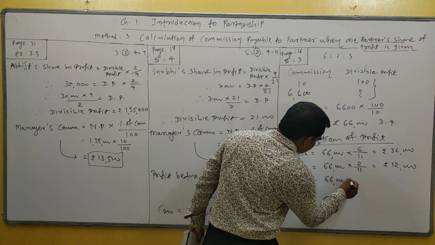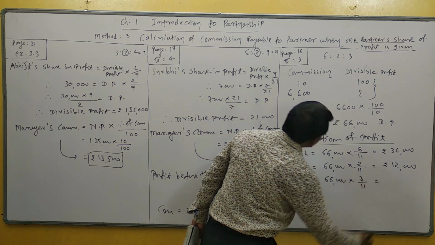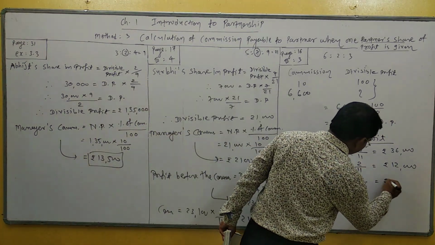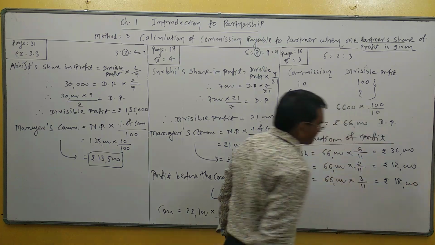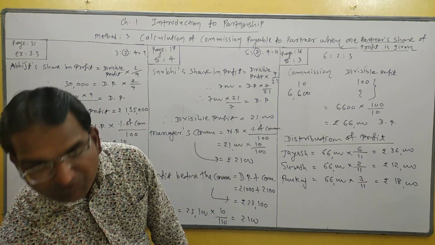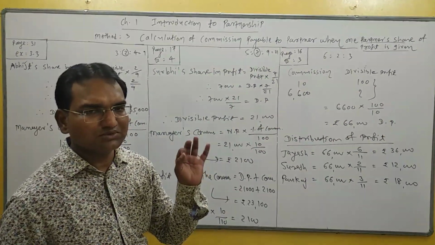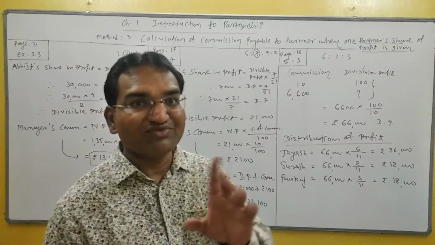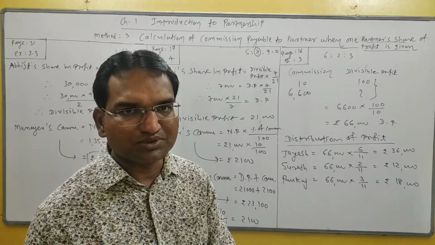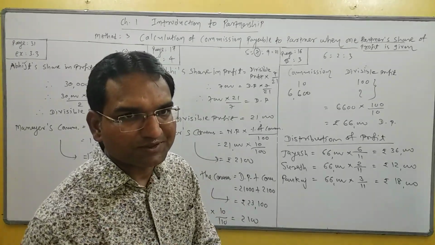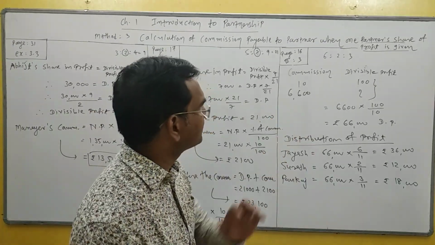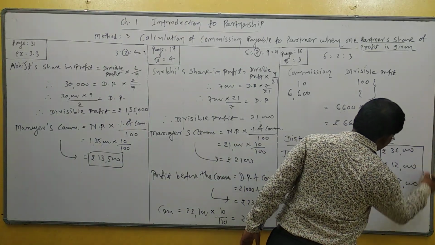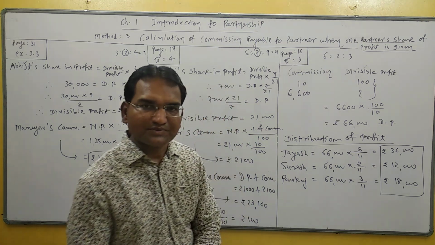66,000 into 3 by 11. So 18,000. Understand? So this is the distribution of profit between partners. So students, this is a different type of illustration and only one illustration of this kind is given in our textbook. No exercise is given similar to illustration 3. So this is your final answer, divisible profit. Okay, thank you very much.